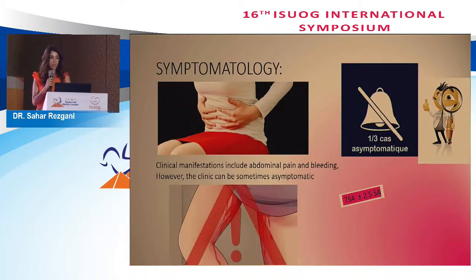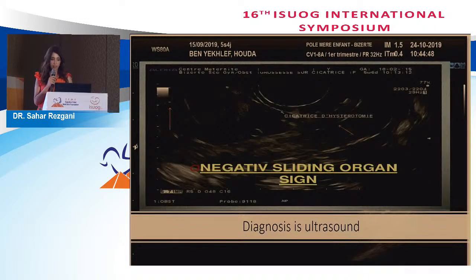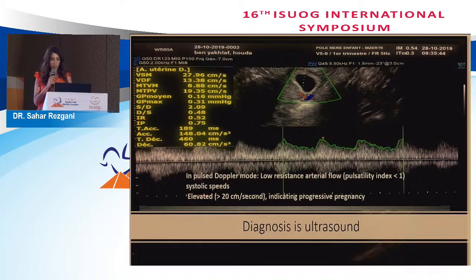The symptomatology is mostly asymptomatic, but it can include abdominal pain and bleeding. The diagnosis is by ultrasound: uterine cavity empty, gestational sac at scar level, and residual myometrial thickness less than 3 mm. Also negative sliding organ sign. And in pulsed Doppler mode, we find a low resistance arterial flow, pulsatility index less than 1, and systolic speed. But if it's elevated, it indicates a progressive pregnancy.